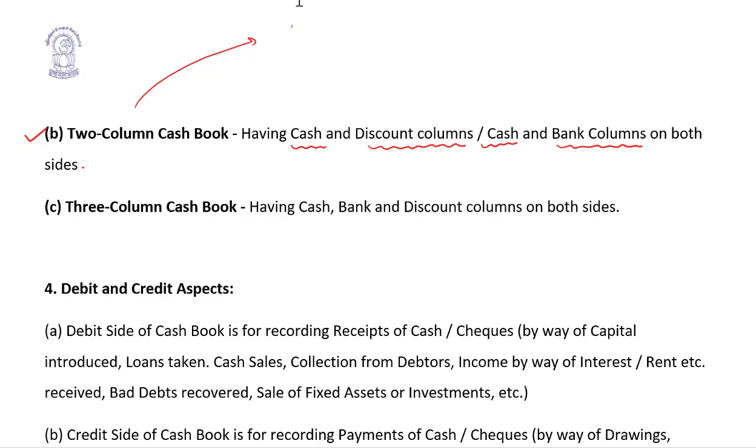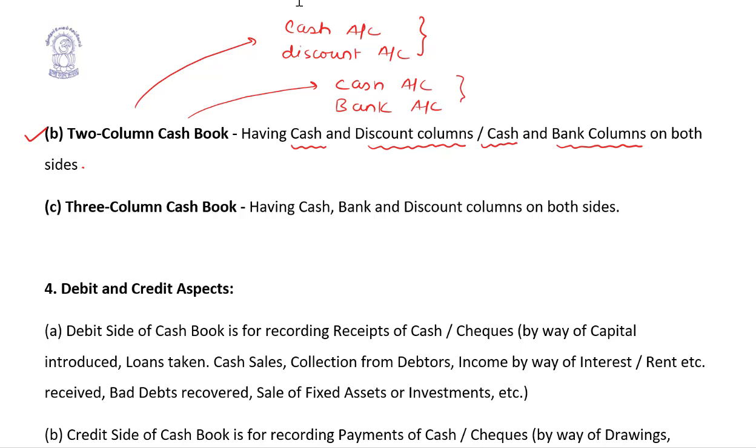The first type contains cash account and discount account. The another type contains cash account and bank account. So double column, we have cash and discount, we have cash and bank. Both are known as double column cash book.